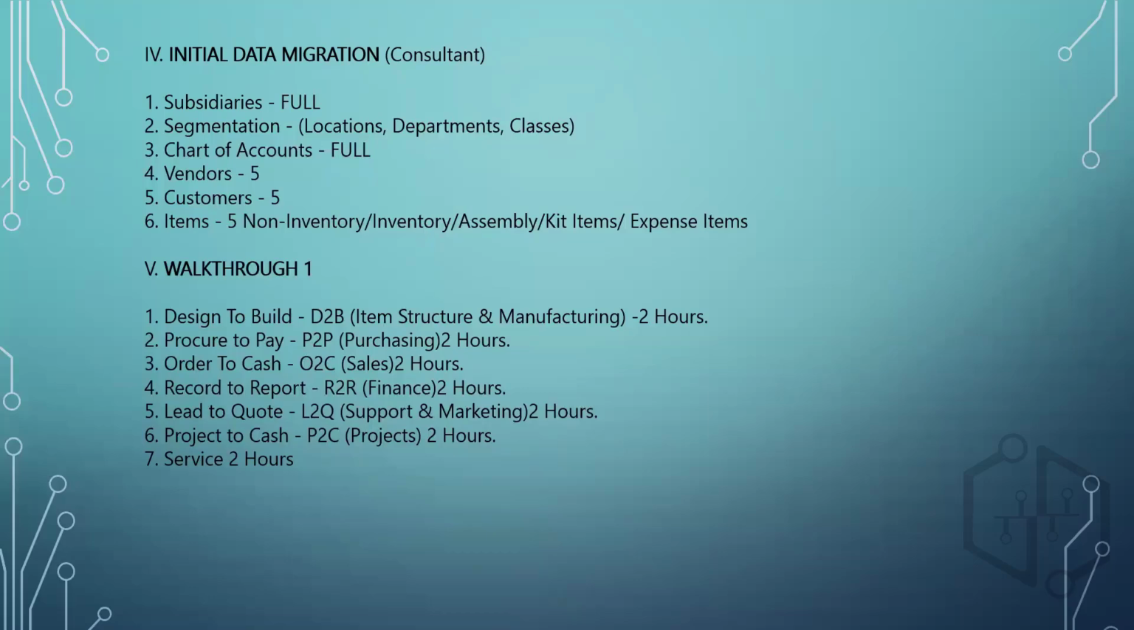After that, what we do is, as a sample, right? There might be 150, 200 vendors and like 500 customers. But initially, what we tell the customer is to send in only 5 vendors, 5 customers, and 5 items. Okay. The reason we do this is to go for the classroom pilot session, which is also called the walkthrough one. So we set up the system with subsidiaries, segmentation, chart of accounts, sample vendors, sample customers, and sample items.